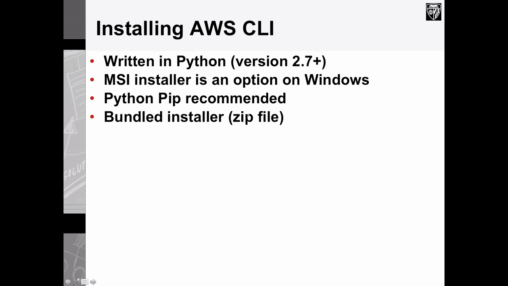So how do we use AWS CLI? AWS CLI requires the Python language installed on our operating system. Anything above 2.7 is recommended for CLI. For Windows operating systems, the MSI installer, Microsoft installer, is an option. For Linux and Mac, there is a tool called pip, Python pip, that's used to install the CLI. They also have something called a bundle installer, which you can download as a zip file, and all the CLI will be available for the operating system.